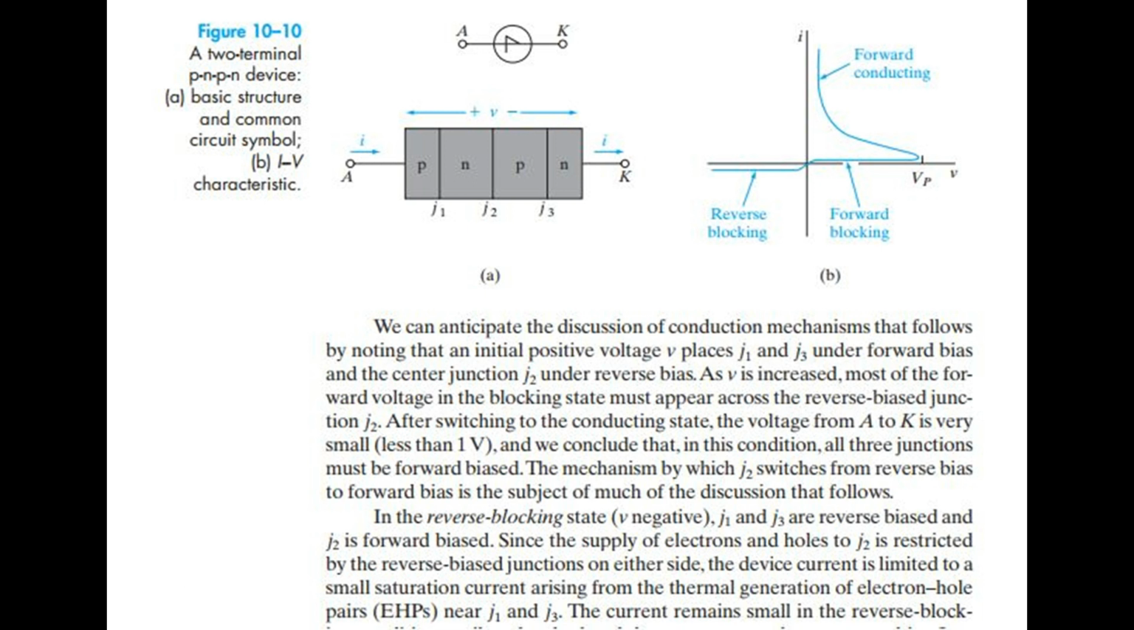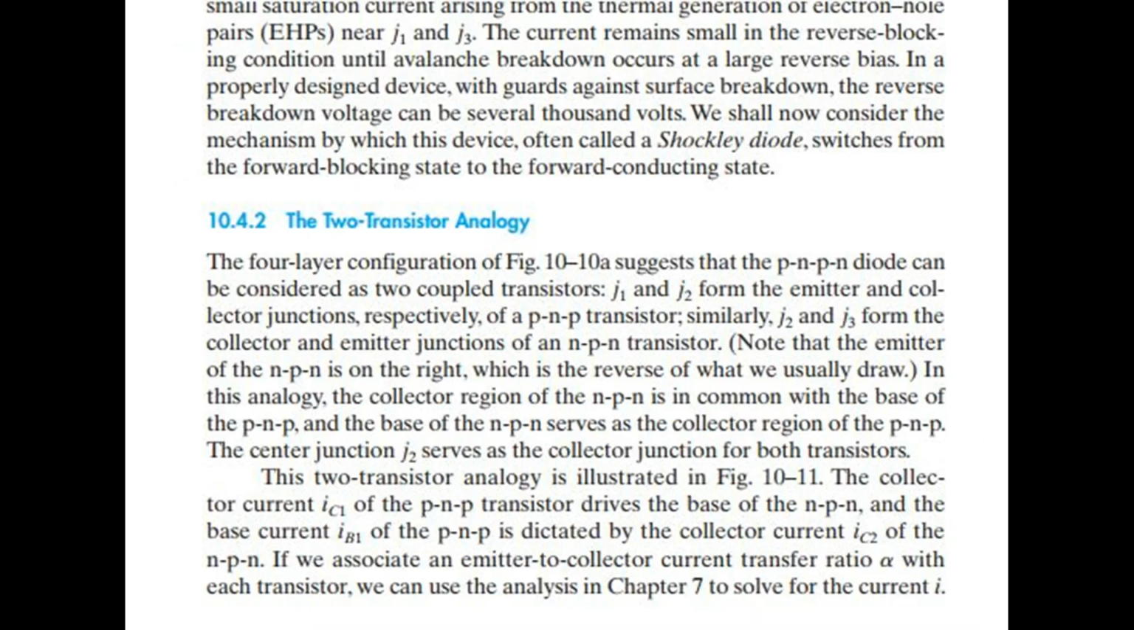Since the supply of electrons and holes to J2 is restricted by the reverse biased junctions on either side, the device current is limited to a small saturation current arising from the thermal generation of electron-hole pairs, EHPs, near J1 and J3. The current remains small in the reverse blocking condition until avalanche breakdown occurs at a large reverse bias. In a properly designed device, with guards against surface breakdown, the reverse breakdown voltage can be several thousand volts.